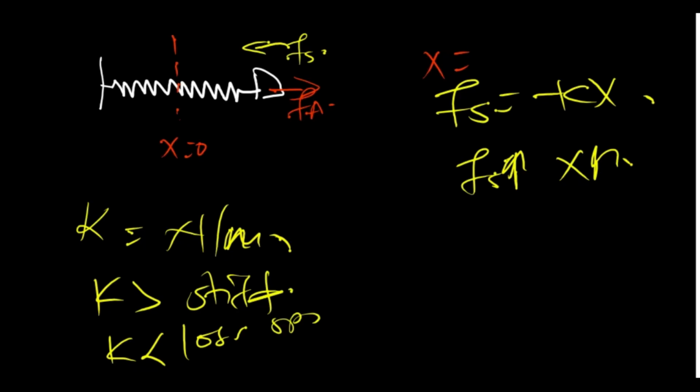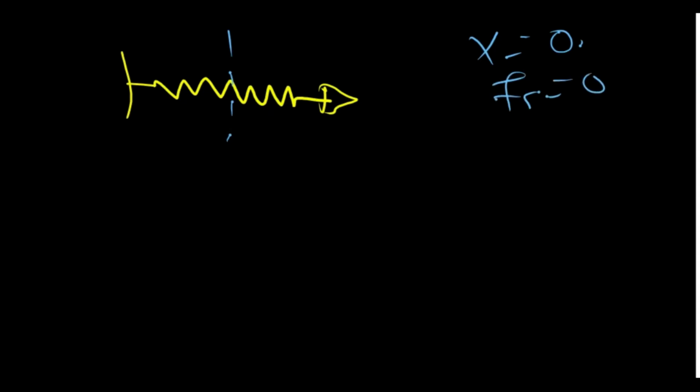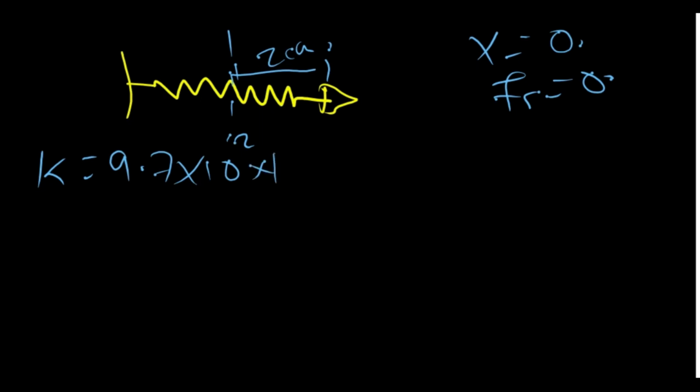So let's say we have been given a spring and told that this is the equilibrium position. At the equilibrium position x is always 0, meaning even the resultant force at that point is 0. Let's say you compress or stretch the spring to a displacement of maybe 2 centimeters, and the spring constant is k = 9.7 times 10 raised to the power 2 Newton per meter. Now let's find the resultant force.